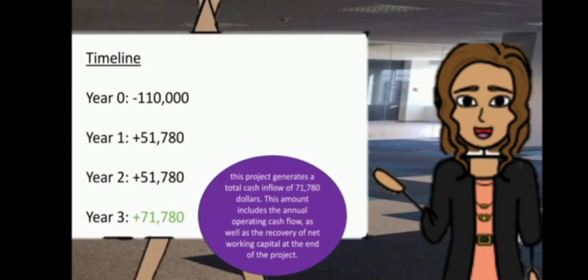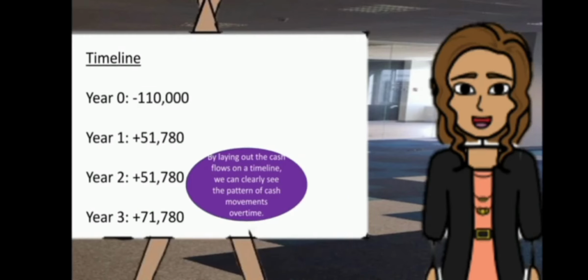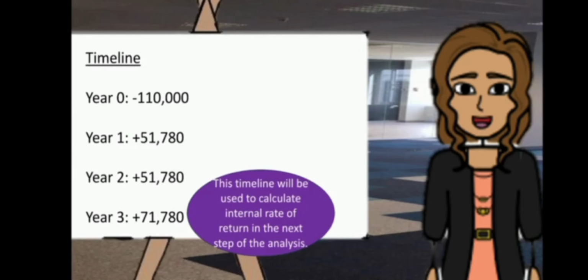Finally, in year 3, this project generates a total cash inflow of $71,780. This amount includes the annual operating cash flow, as well as the recovery of net working capital at the end of the project. By laying out the cash flows on a timeline, we can clearly see the pattern of cash movements over time. This timeline will be used to calculate the internal rate of return in the next step of the analysis.